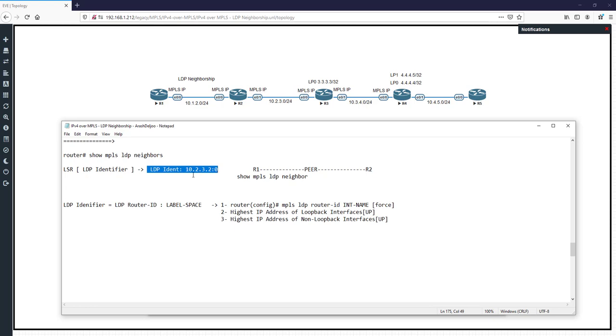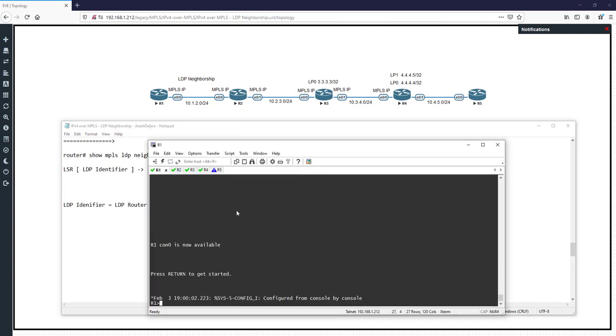As I said before, the LDP identifier has two parts. One part is the router ID or LDP router ID, and the second is the label space. You know that because we are only using per-platform label space. Because of that, we every time see this label space 0 in all of the peer neighborships.